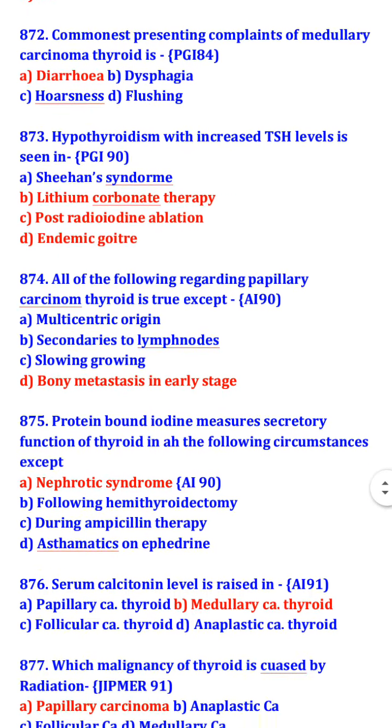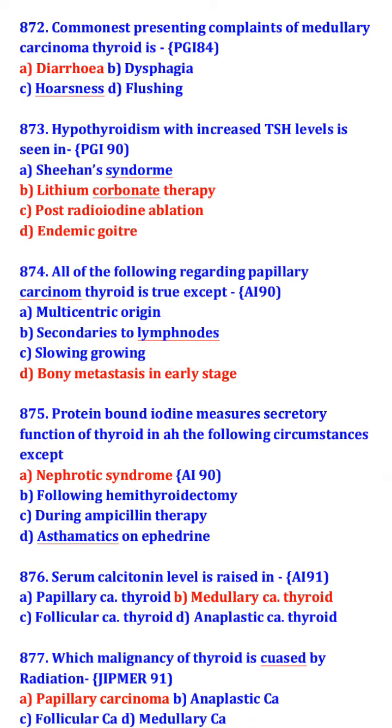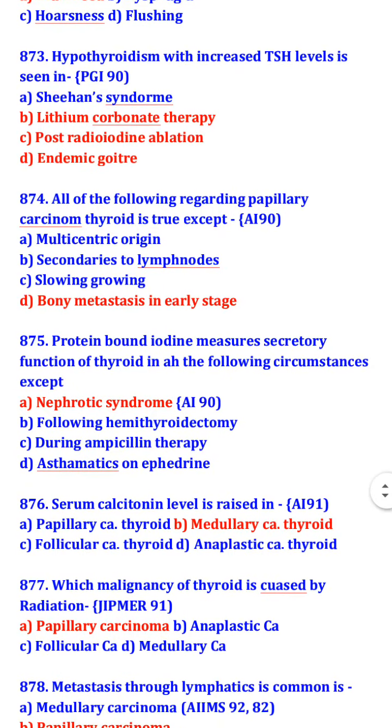All of the following regarding papillary carcinoma thyroid are true except bony metastasis in early age. So, what is true about papillary carcinoma of thyroid? Multicentric origin, secondaries to lymph nodes, and slow growing.